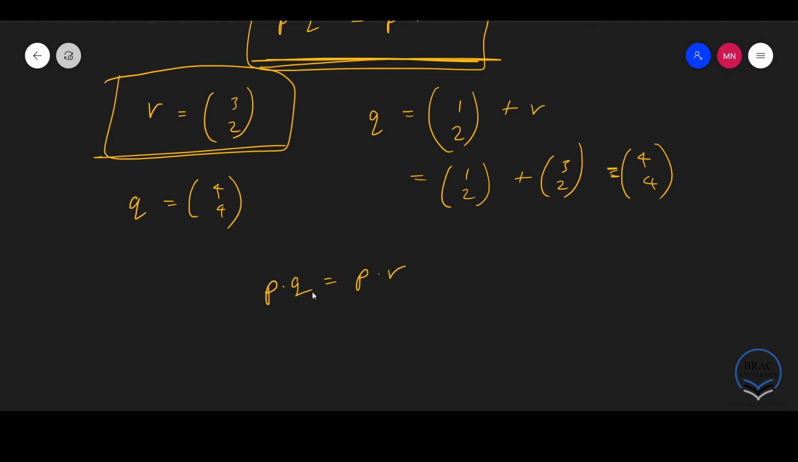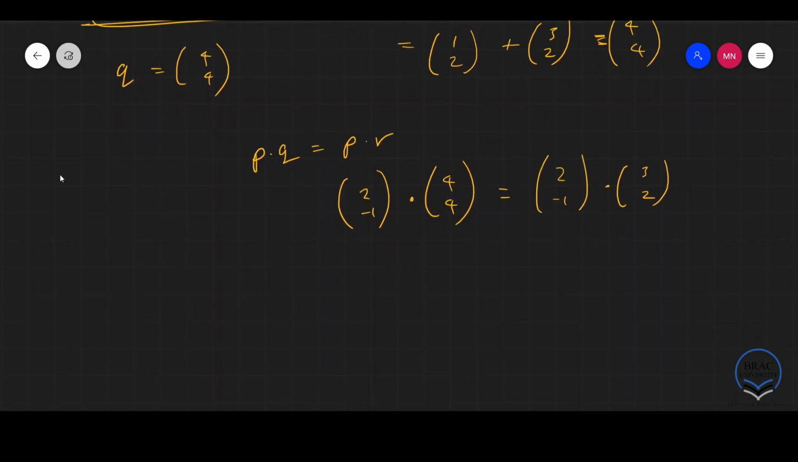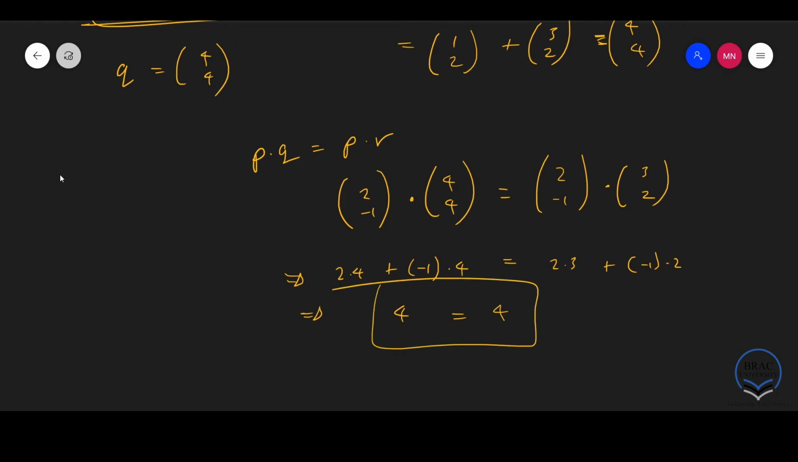We know that P is what? P is 2, minus 1. I have Q, which is 4 and 4, and this is equal to 2, minus 1 dot 3, 2, right? So as you can see on the left hand side, we have 2 times 4 plus minus 1 times 4, right? And on the right hand side, we have 2 times 3 plus minus 1 times 2. So we get 8 minus 4, so we have 4, and this is equal to 6 minus 2, which is also 4. So you can see that the left hand side and the right hand side are equal.